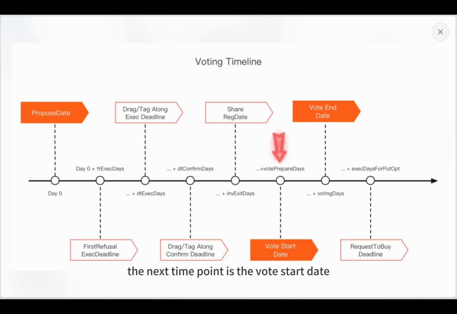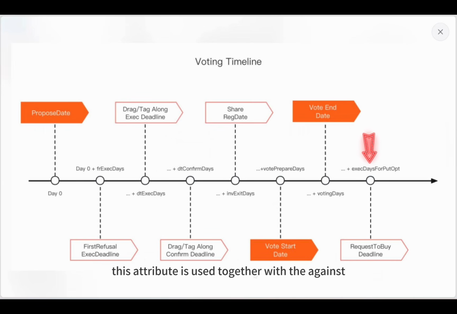The next time point is the vote start date. The period between the share registration date and the vote start date is defined as the voting preparation period. Like the others, this period is also set in days within the voting rules. Next is the vote end date. The period between the vote start date and the vote end date is the voting period, also measured in days. The final time point is the request to buy deadline.